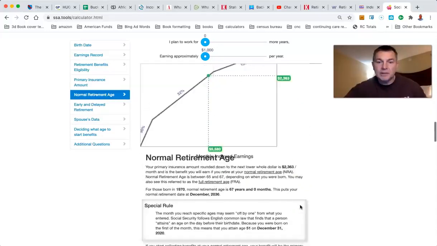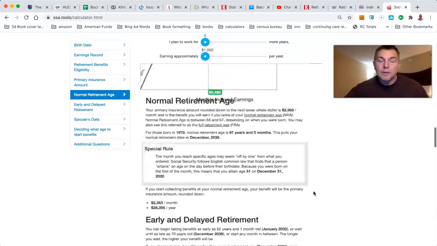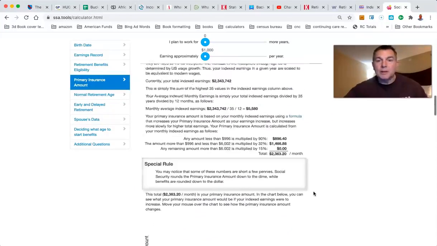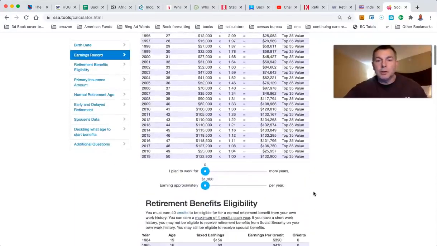And they go down here. They said if you were to take it early, you would get $1,663 a month. If you were to take it late, you get $2,930 a month. All right, well, that's fine. But what if I were to work an extra 5 years? That's great, but I'm going to work an extra 5 years.